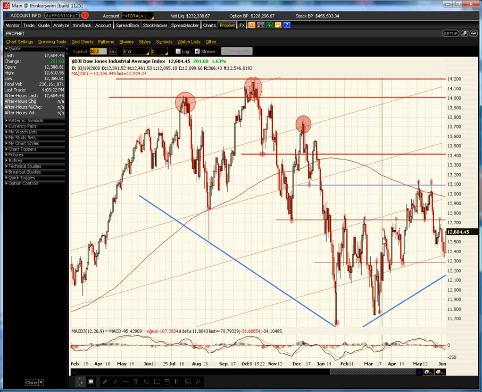At that point, I'm looking to purchase the pullback from this high, from the second higher high, and that would be this point right here. At this point, I would go long the market, and you can see it did very well actually the very next day.